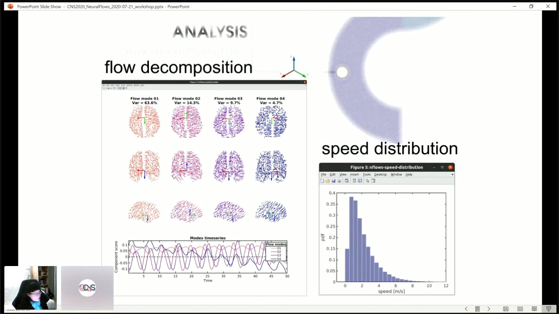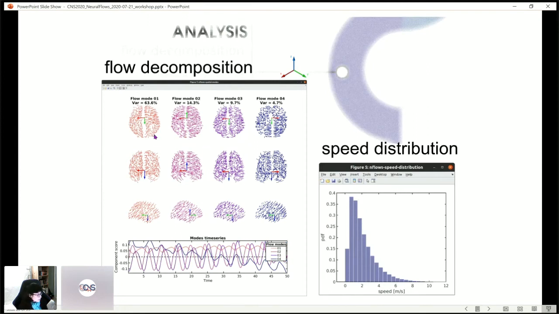So, flow decomposition. We implemented some singular value decomposition. This was inspired by something that Rory Townsend did in the NeuroPath toolbox. And the idea is that because the flows are also complex, we can actually obtain the components of these flows that constitute the most predominant patterns that we are going to see.